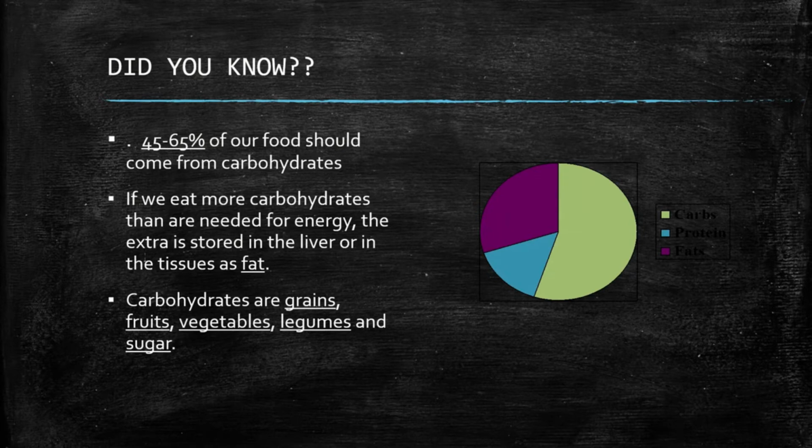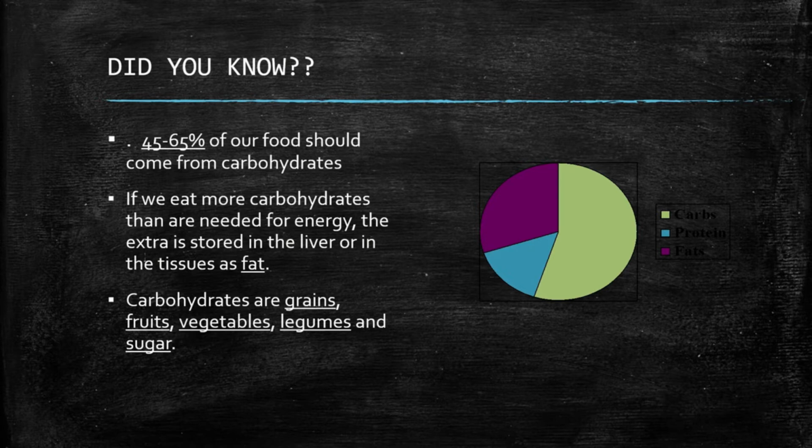So, did you know that 45 to 65% of our food should come from carbohydrates? If you can remember our food pyramid, laging nasa base ang carbohydrates. So, as you can see also in this graph, in this pie chart, carbohydrate makes up the majority of this pie chart. Ibig sabihin, mas kailangan na marami tayong ma-consume na carbohydrate as compared to proteins and fats.